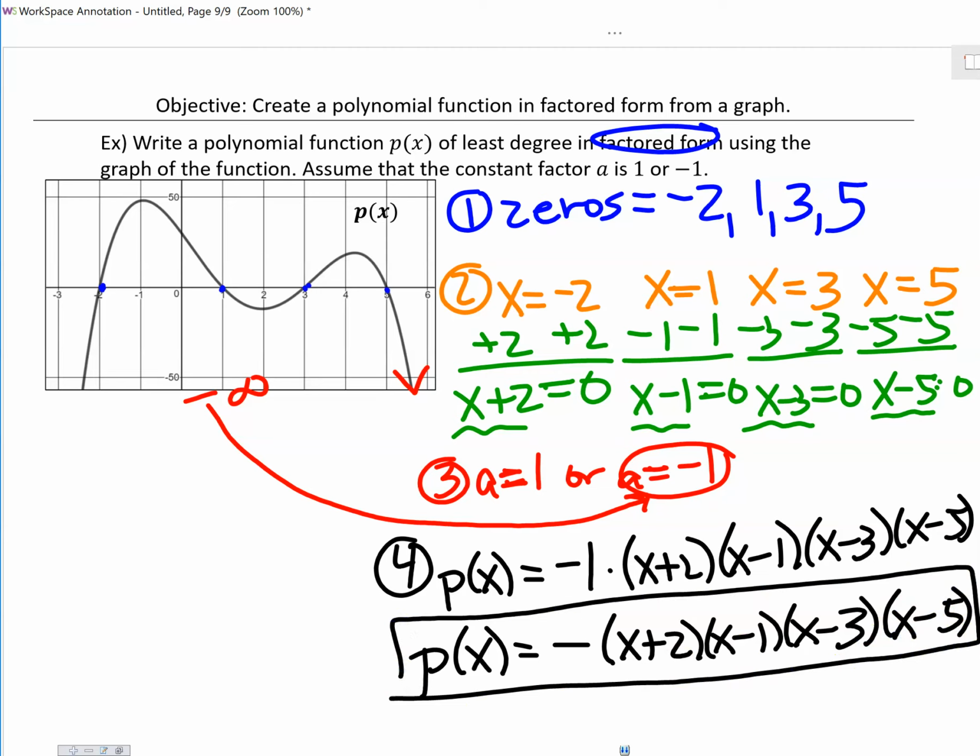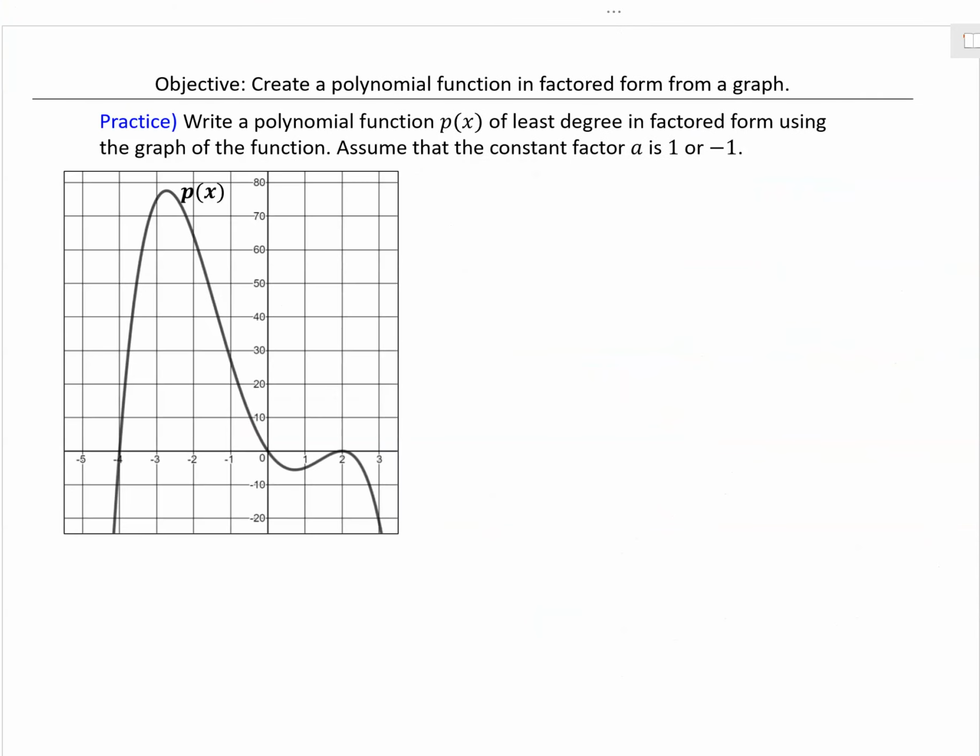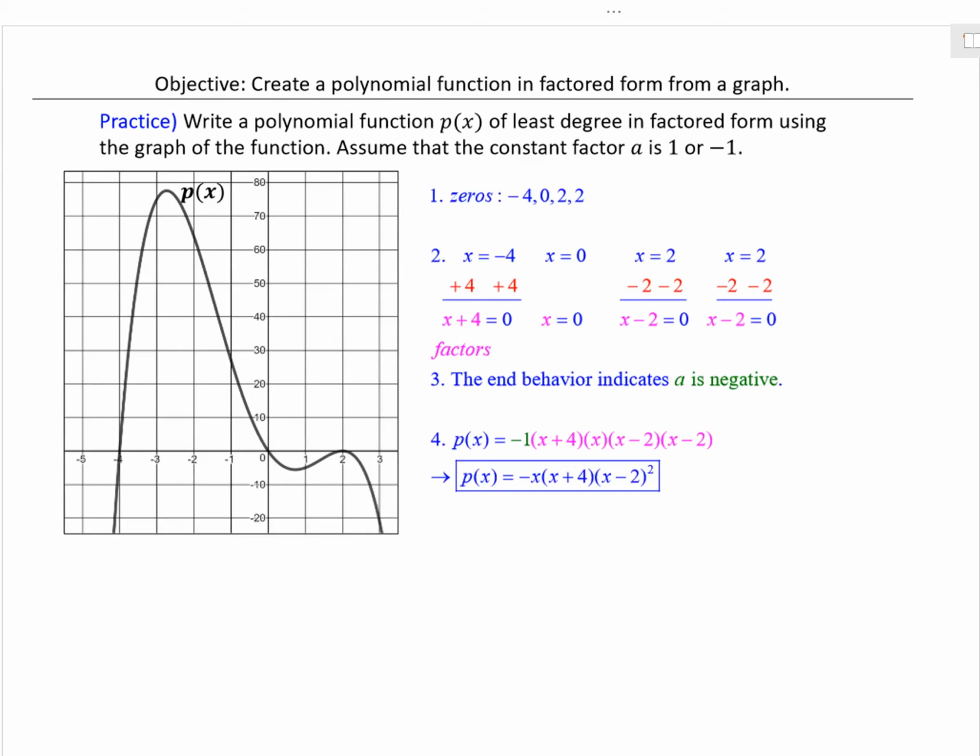All right, it's probably a practice problem next. Let's take a look. Yep, pause the video, give this one a try, please. All right, let's take a look.